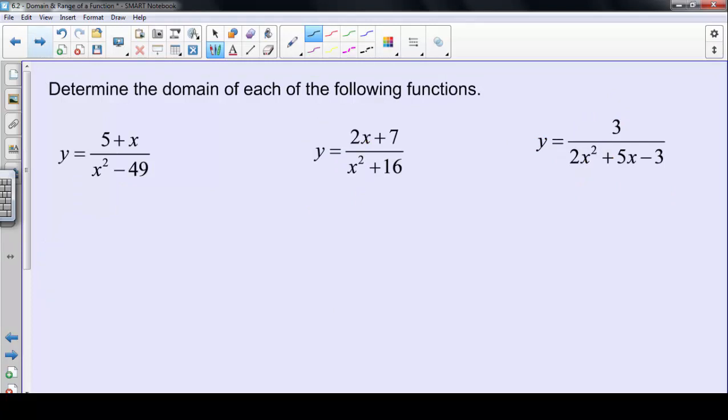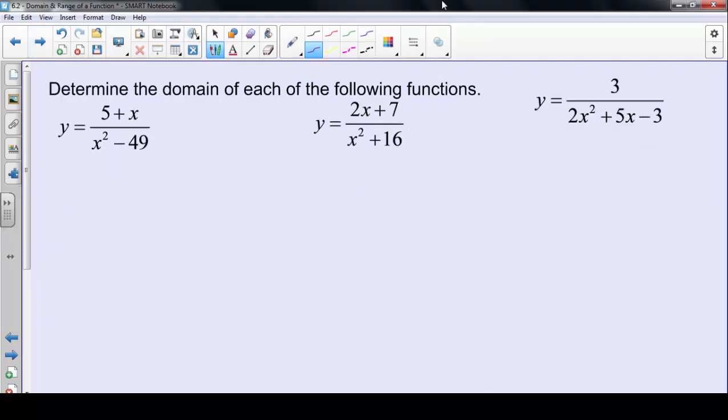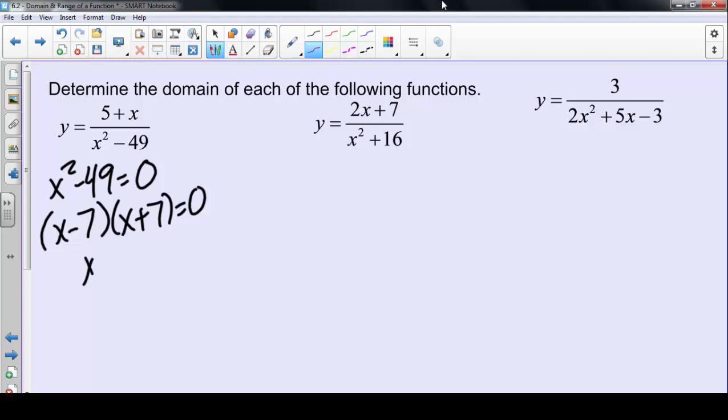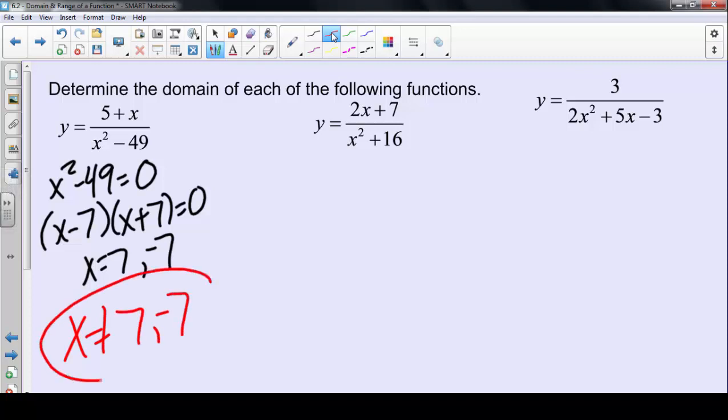So we're going to go through the same thing here. We want to start by looking at what would make that denominator 0. Remember, back to factoring. So that means if x is 7 or if it's negative 7, our denominator is going to be 0. So x can't be either of these. It can be anything else, and this will give us a number. But if we do 7 or negative 7, we're going to get something that's undefined.